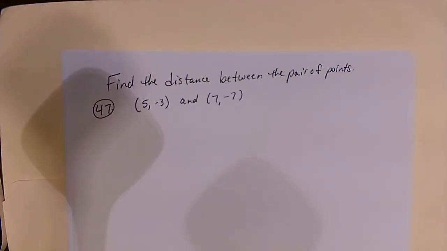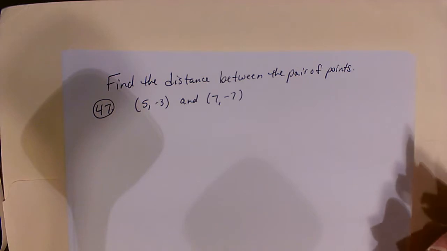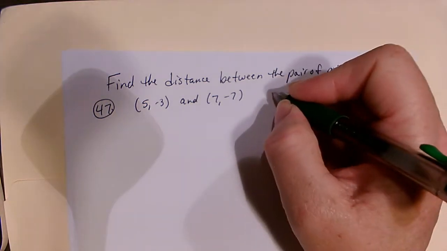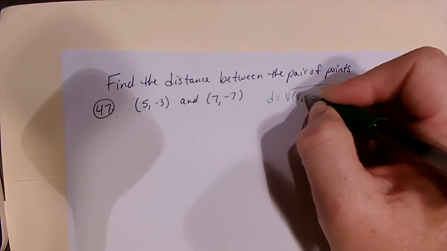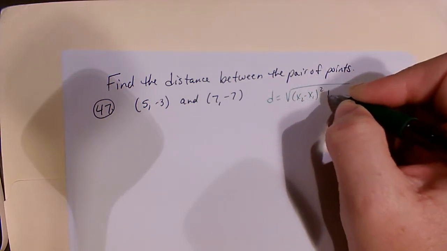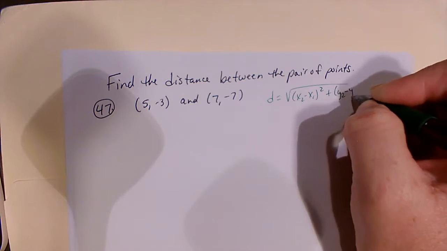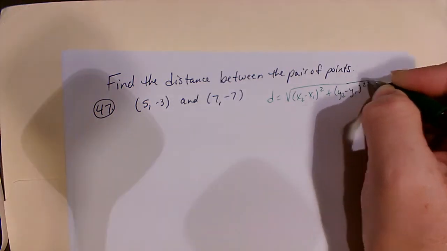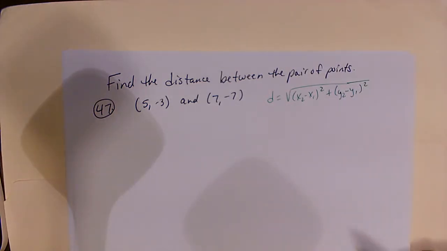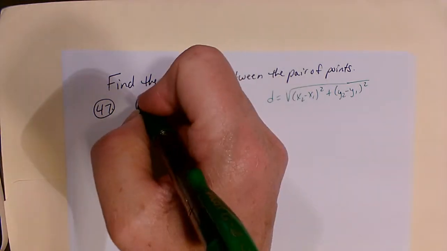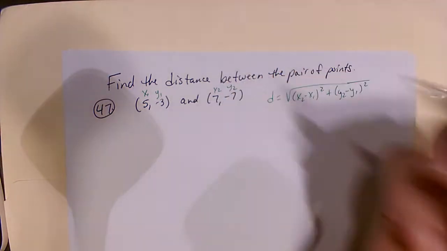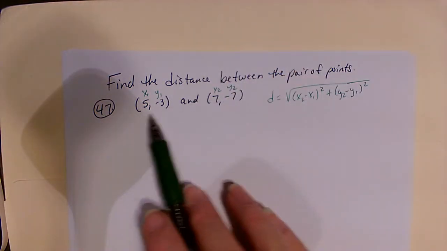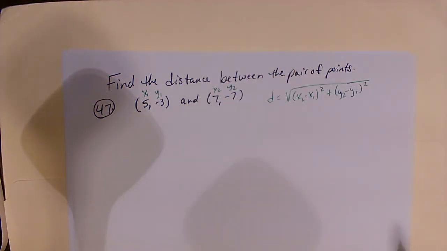So here we're going to find the distance between the pair of points, and we're going to use the distance formula, which is d equals the square root of (x sub 2 minus x sub 1) squared plus (y sub 2 minus y sub 1) quantity squared. So the first thing we want to do is label our points so we don't mess them up. So x1, y1, x2, y2. And we're just going to plug them in. And it doesn't matter which one you pick for your first point, your second point.